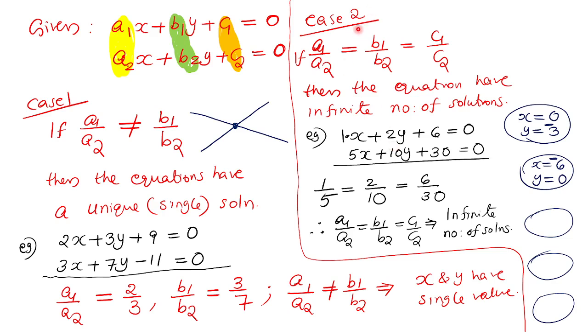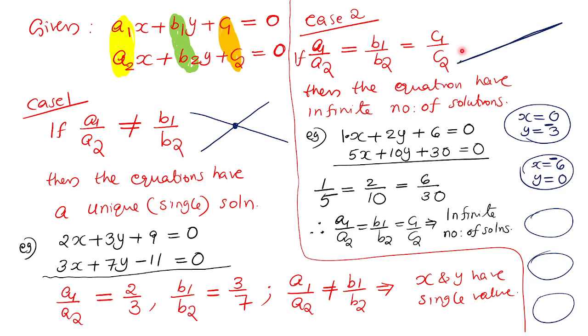Case 2. Listen carefully. Equation has infinite number of solutions. a1 by a2 equal to b1 by b2 equal to c1 by c2. The two given equations will have infinite number of solutions. In this case, the meeting points must be infinite. The meeting point is the solution. We have studied that. So, infinite number of solutions means the two lines will be intersecting at infinite number of points.